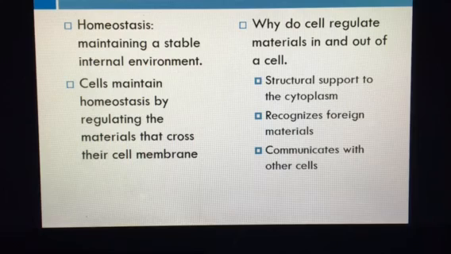We also use the cell to recognize foreign materials such as bacteria. We want to keep those out, or waste products or toxins within the cell. And cells can communicate with one another. Remember, in a eukaryotic organism, it is important for cells to be able to recognize each other and to be able to communicate between different cells.